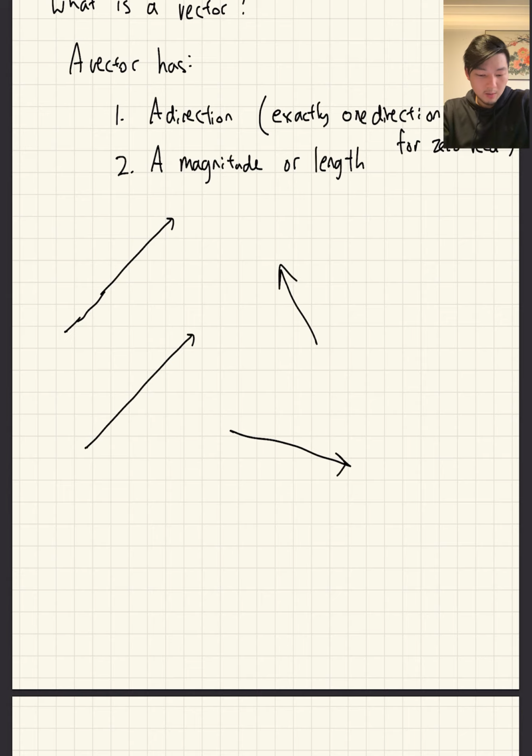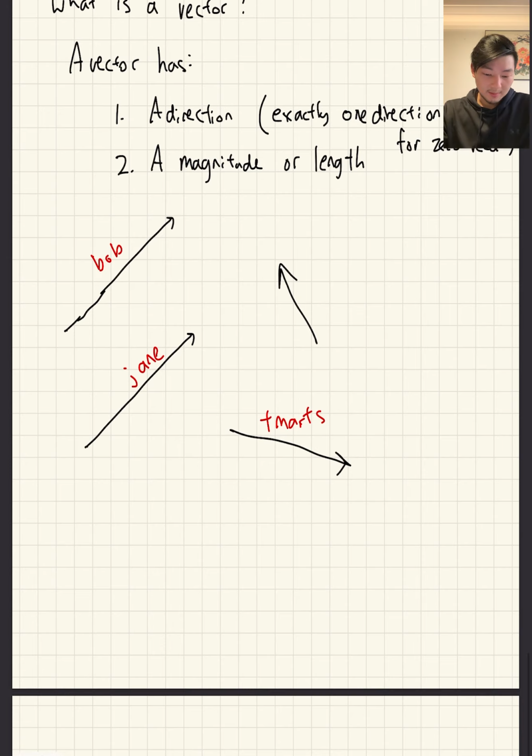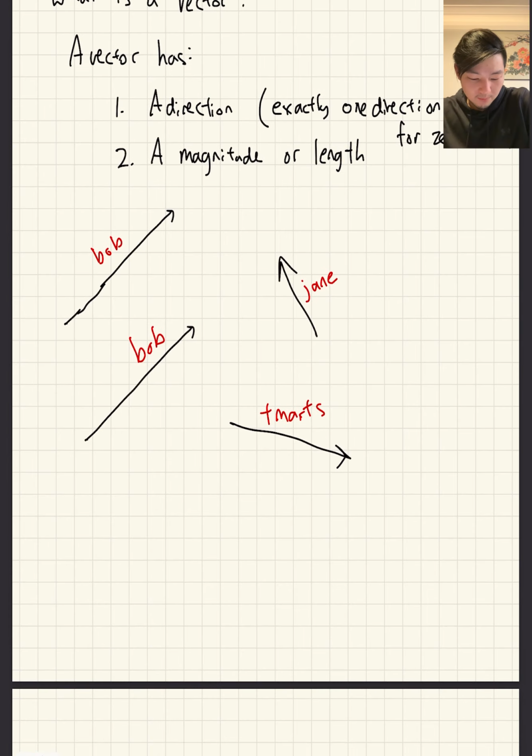But now our question is, how do we actually name these vectors? I'm not going to call this one Bob. I'm going to call this one Jane. I'm going to call this one T-Marts. And this guy, he doesn't get a name. The last guy doesn't get a name. Unfortunately, these names, as cute as they might be, they don't tell us much about the vector. Actually, these two are the same vector, so maybe we should give them the same name. So maybe that can also be Bob, and this one can be Jane.